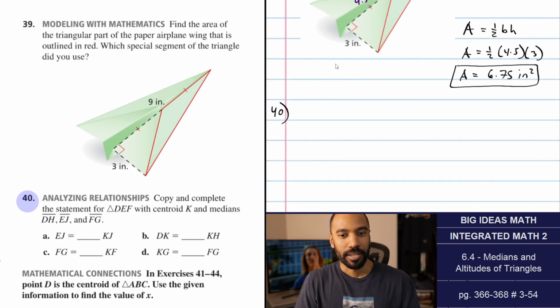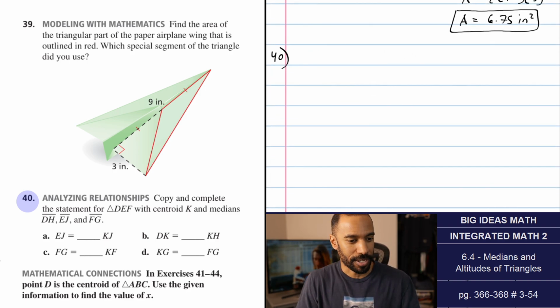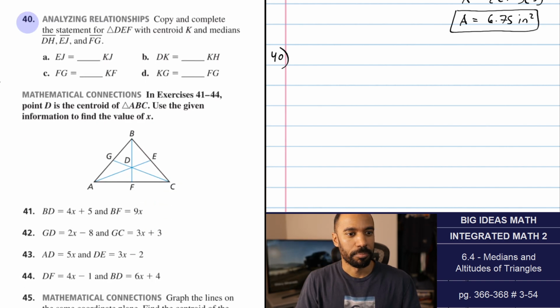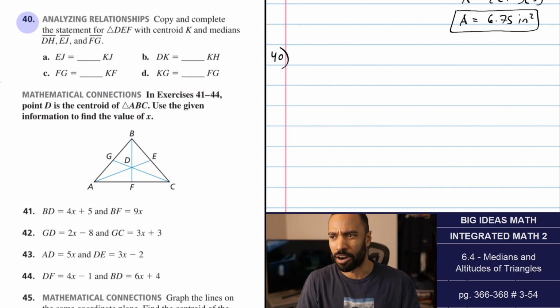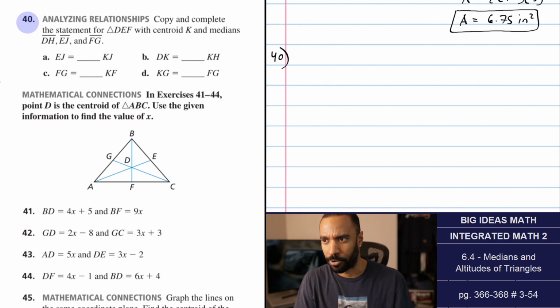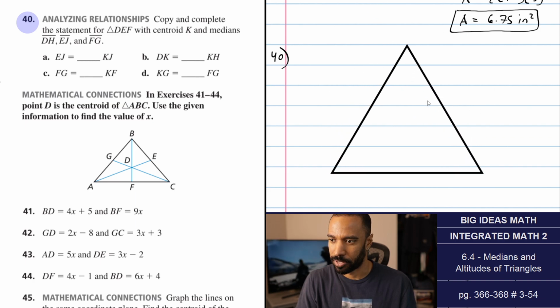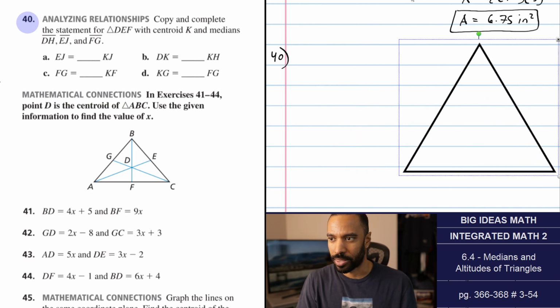I finished 39, right? Because I wrote a 40. Okay, number 40. Analyzing relationships. Copy and complete the statement for triangle DEF with centroid K and medians DH, EJ, and FG. It's best that you probably draw something here, so let's go and do that. It doesn't matter if it's equilateral or whatever. In fact, let's just make it equilateral. I assume it doesn't matter. But I want to label it just so I know what I'm looking at.